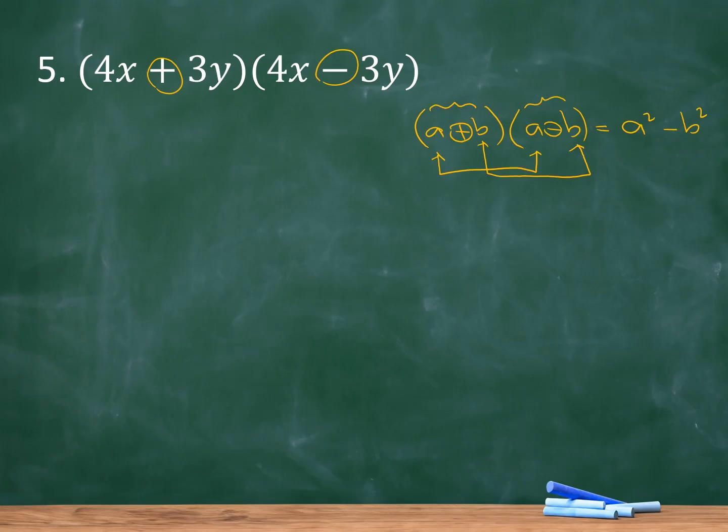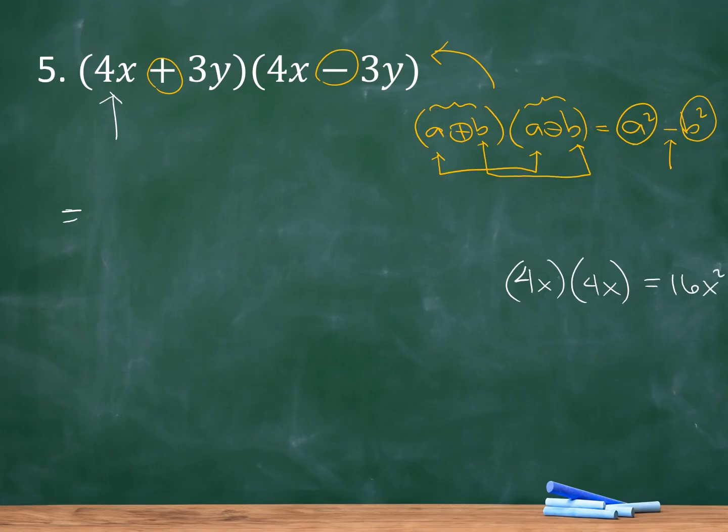And then what we're gonna do is we will just square the first term, so that's a squared, and then we will square the second term, that's b squared, and then we will just put a minus in between them. So that is what we are going to do here in our problem. So we will square first the first term, 4x squared. How do we do that? We just multiply 4x times 4x, and this is equal to 16x squared. So 4x squared will be 16x squared.